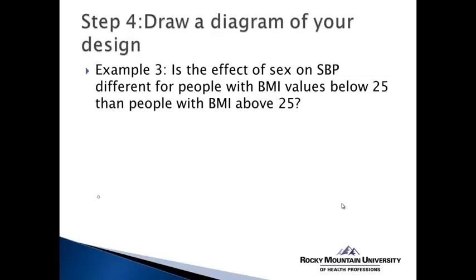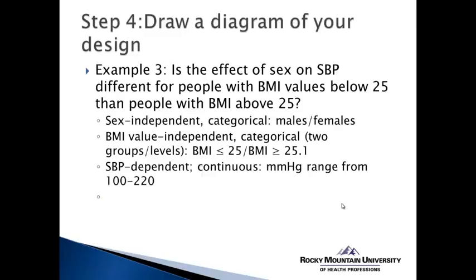Well, here's one more example. So in this example, we want to look at the effect of sex or gender on systolic blood pressure, and to see if it's different for people with BMI values below 25 versus people with BMI values above 25. Okay, so you might recognize this from our previous example, looking at blood pressure comparing people with two types of BMI, but now we want to throw in the effect of gender or sex into the equation.